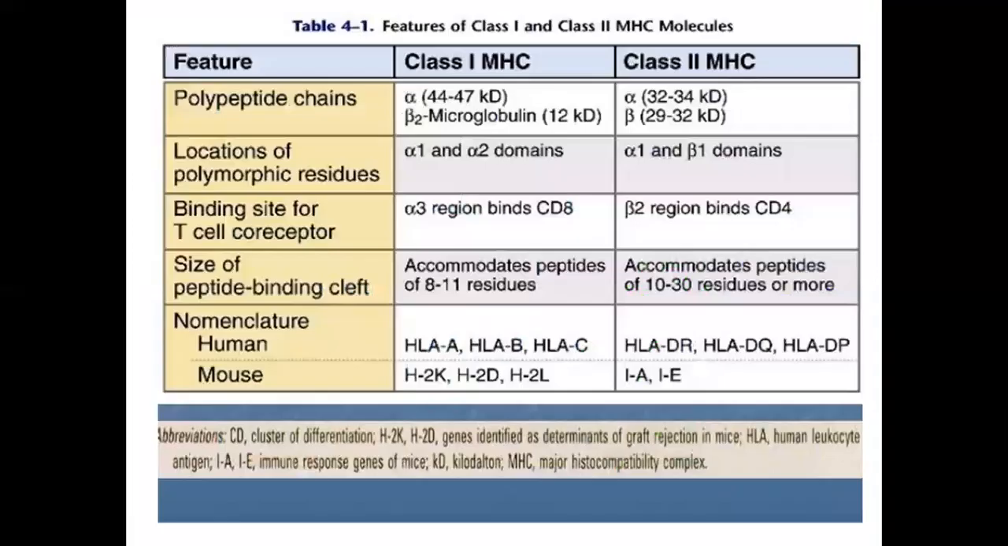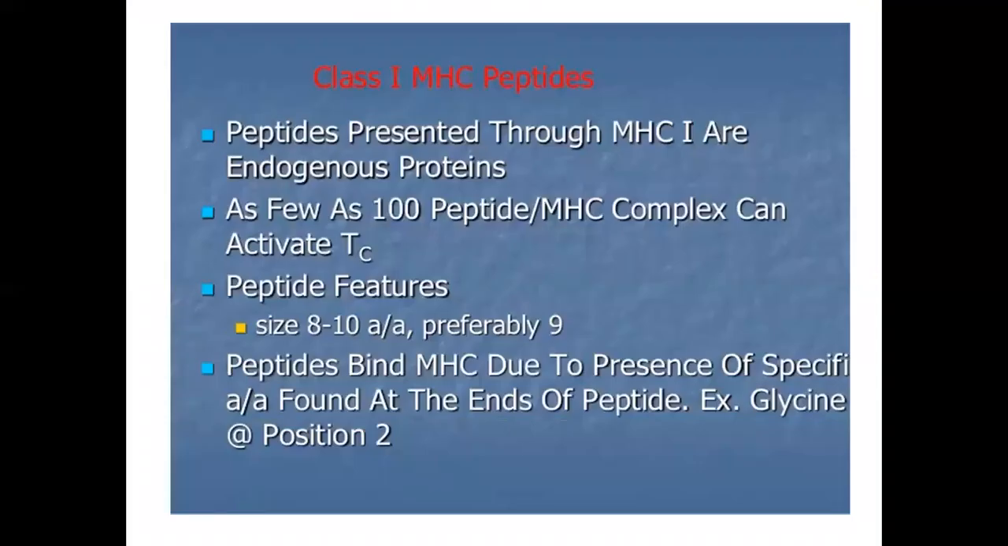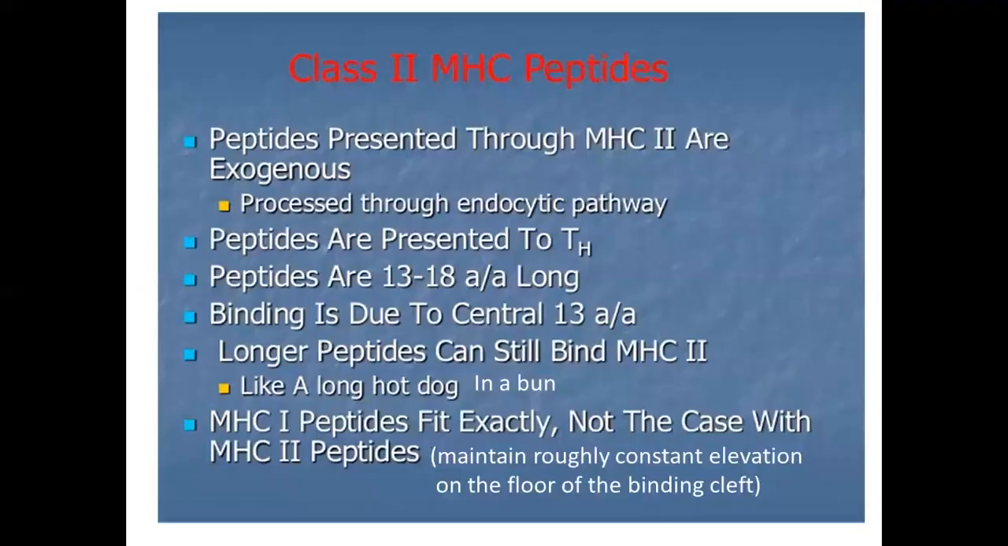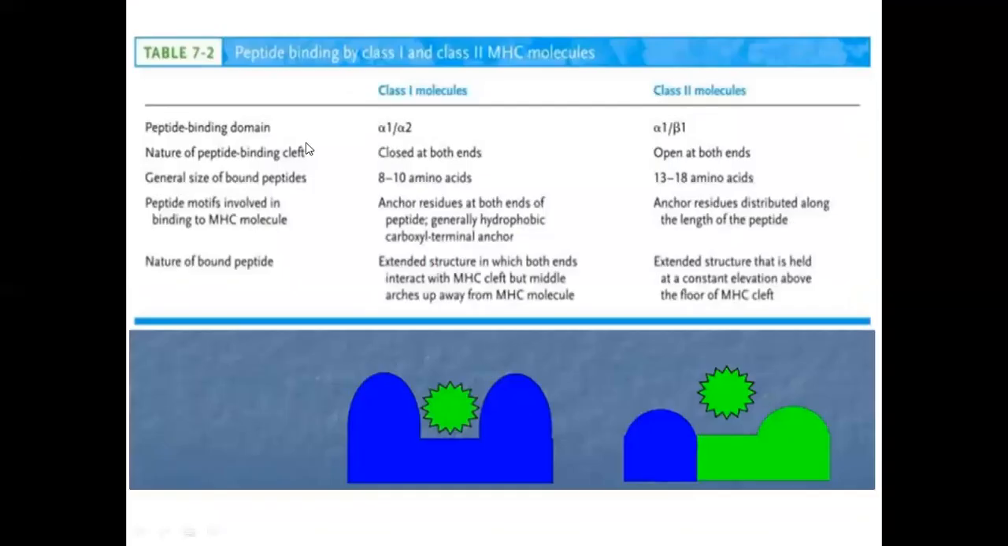Next, class 1 MHC peptides. Which peptides can it bind? You can read out MHC1; I will show you the summary. The peptide binding regions of class 1 and class 2 MHC molecules: for class 1 it is alpha 1 and alpha 2, and for class 2 it is alpha 1 and beta 1. The nature of the peptide binding cleft is closed at both the ends.